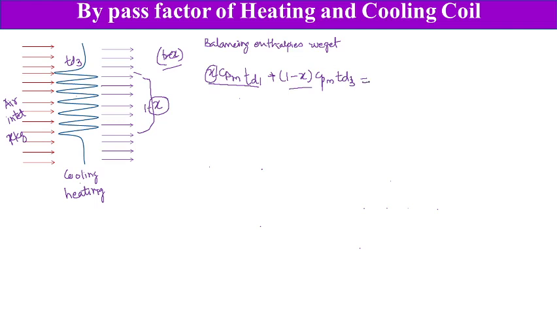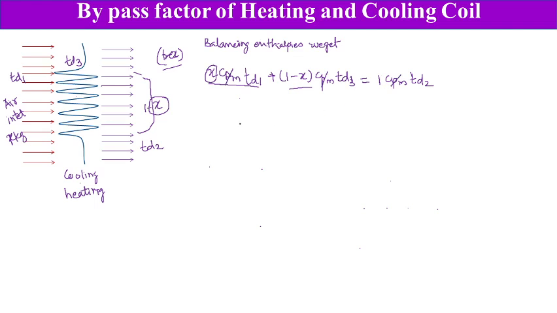So that is nothing but total amount of air which is passing over the coil is 1 kg, 1 into cpm, and coming out at the temperature of TD2. Air entering is having temperature TD1, air leaving is having temperature TD2, and TD3 is the coil temperature. So therefore, by simplification, cpm is on both sides, specific heat cpm and cpm gets cancelled.